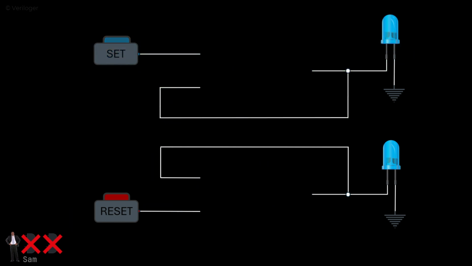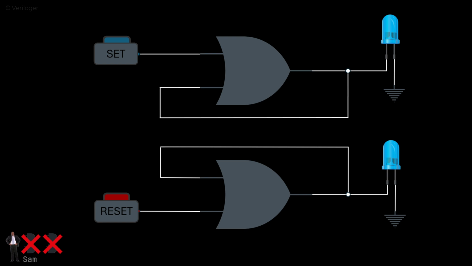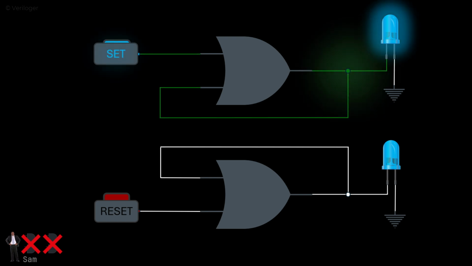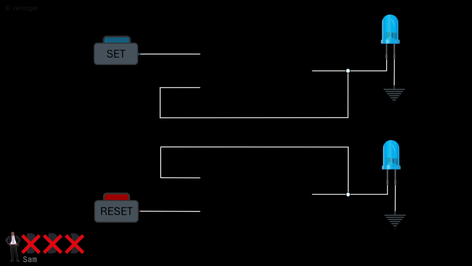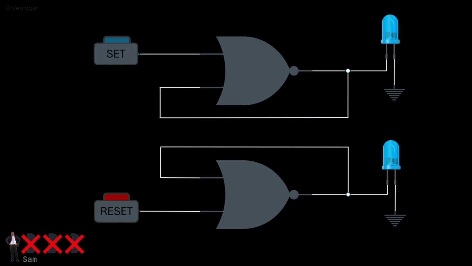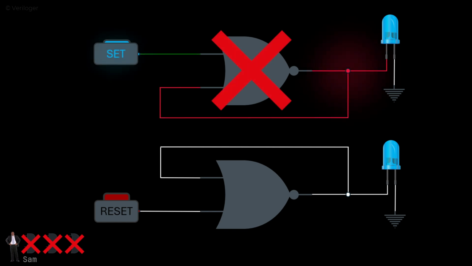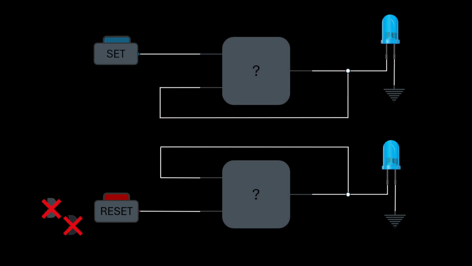Sam then tried using OR gates, but when he pressed the set button, he had no way of turning the lamp off as there was no feedback from the second LED. He tried using NOR gates, but when he pressed the set button, the LED didn't turn on. Sam realized that his technique would never work.